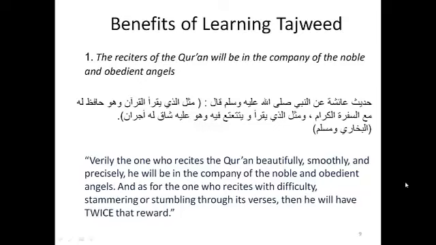Which means, verily the one who recites the Quran beautifully, smoothly and precisely, he will be in the company of the noble and obedient angels. And as for the one who recites with difficulty, stammering or stumbling through its verses, then he will have twice that reward.